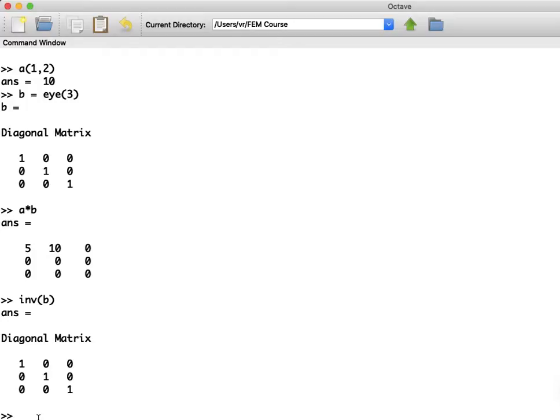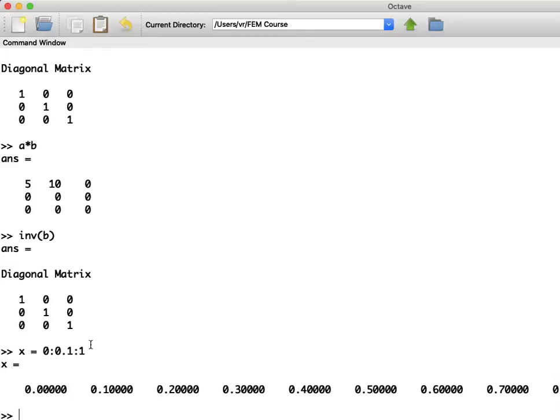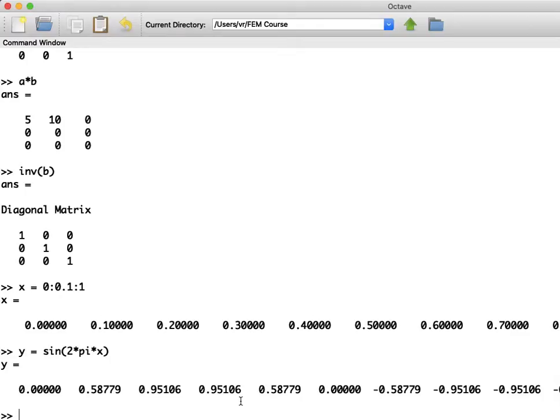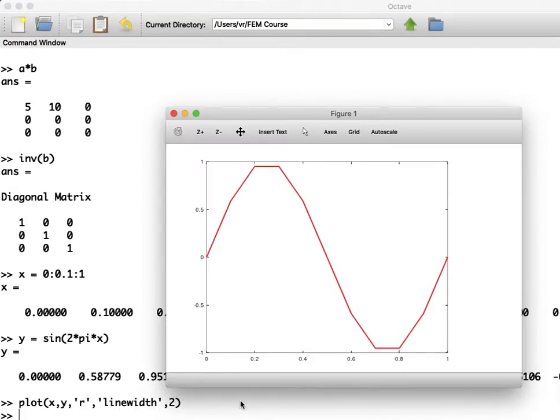So it is really easy to use the language, and then you can also do visualization using this. So for example, let us say x is some 0. So if I want to create an x range, x starting from 0 to 1 with increment of 0.1, then this is how I can create a row vector. Okay, and let us say y is equal to sine 2 pi x. Okay, so that is y, and then now I can plot x comma y comma red comma, let us say line width 2. Okay, so it creates the plot. It's a really great software for very quickly doing analysis and then visualizing the results.